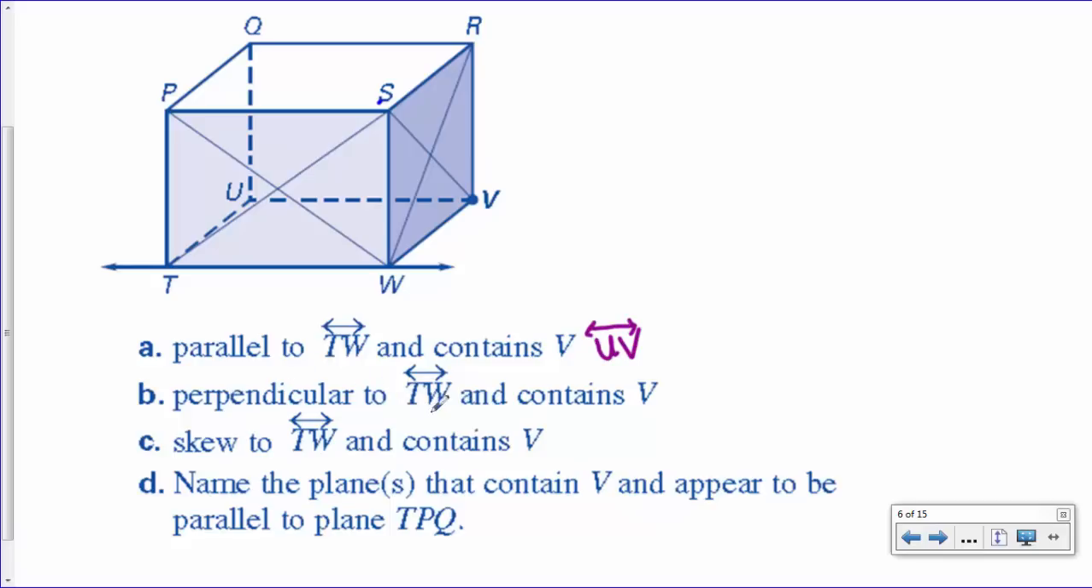A line perpendicular to line TW and contains point V. So again, perpendicular would be a line going through point V. That would be this line here, VW.